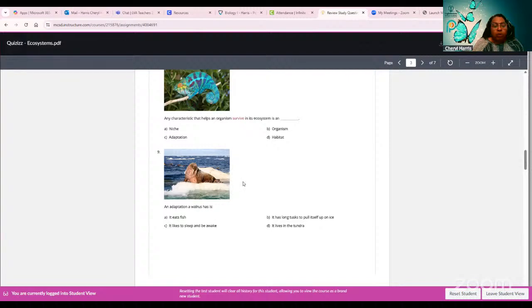All right, our walrus, what makes him adapted for his Arctic environment? B, yes, his long tusks that enable him to pull up on the ice. So they're looking for a structure on the organism that allows them to adapt. Yes, he lives in the tundra. He might like to sleep or be awake. He does eat fish, but that's not an adaptation. An adaptation is something that is on the organism that allows it to survive its environment.